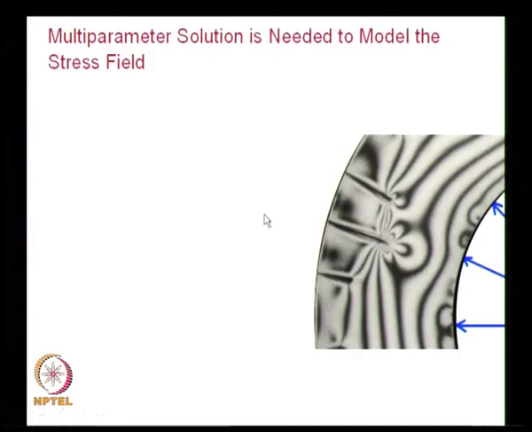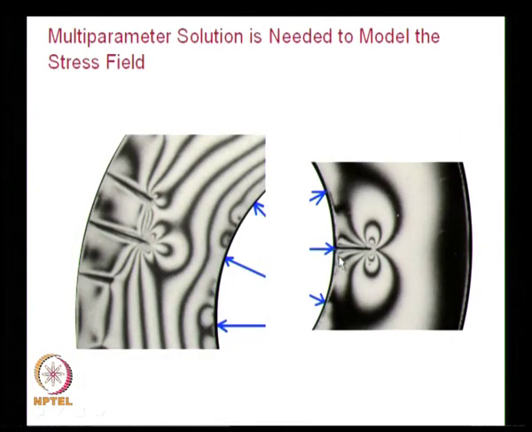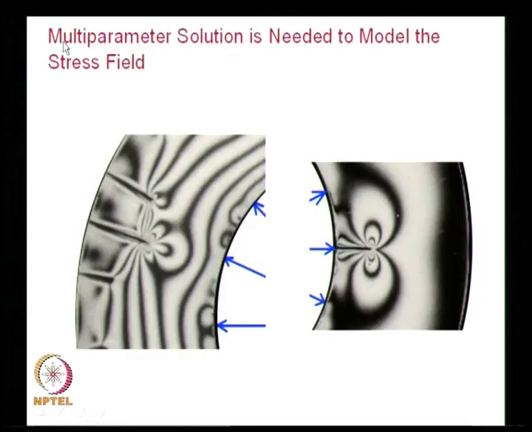Suppose I go to a real situation like a crack emanating from the outer boundary of a pressurized vessel, I have a frontal loop. So, I have a variation of fringe order along the crack axis, which is shown as a blow up. On the other hand, if I have a crack from the inner boundary, I have a situation where these fringes are tilted backward and these fringes are tilted forward. So, I have a combination of backward and forward tilted fringes. Even in that case, I need to go for a multi-parameter solution.